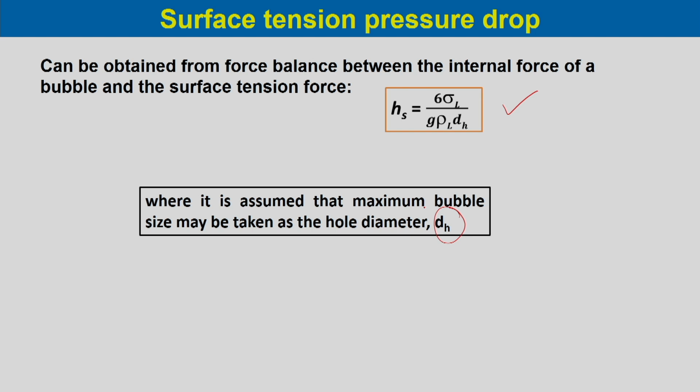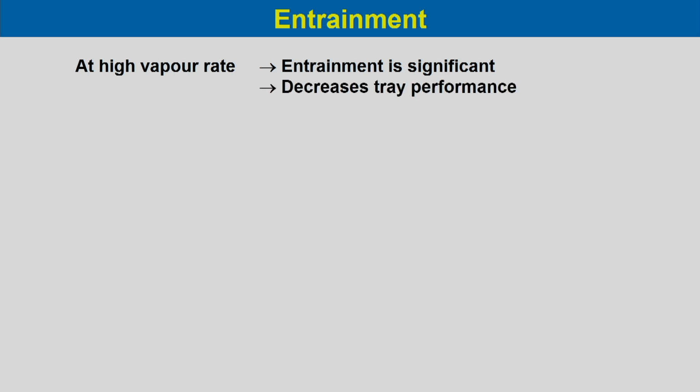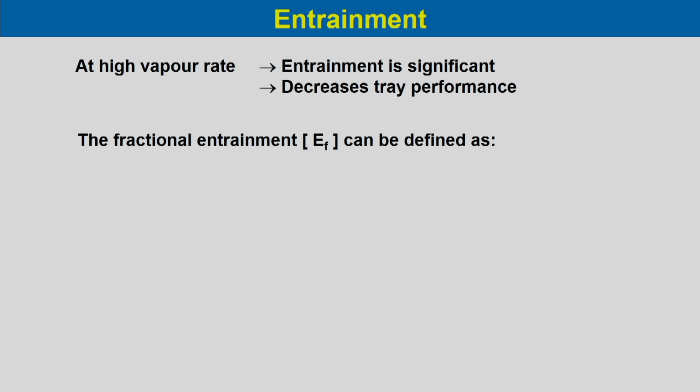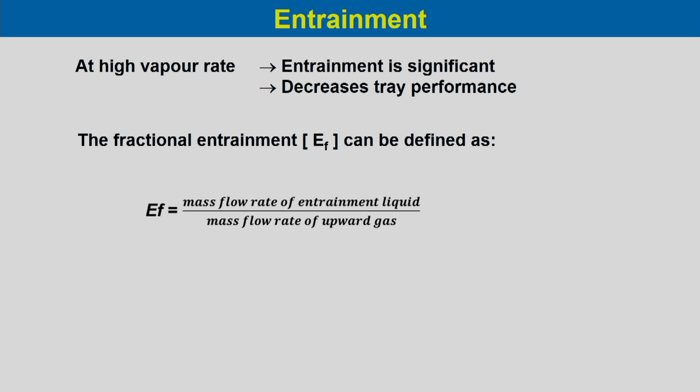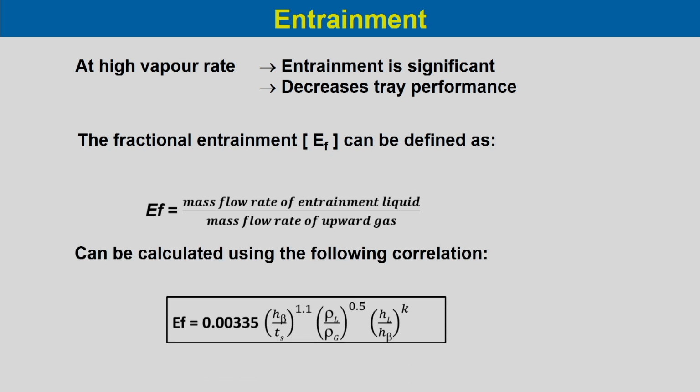So, these are the assumptions if you wanted to calculate the pressure drop due to surface tension force, where we consider dH as the maximum bubble diameter which can be achieved. Now, at very high vapor rate, entrainment is significant, that we know. So, it decreases tray performance, and the fractional entrainment EF can be defined as the mass flow rate of the entrainment liquid divided by the mass flow rate of upward gas. So, it can be calculated using the correlation.